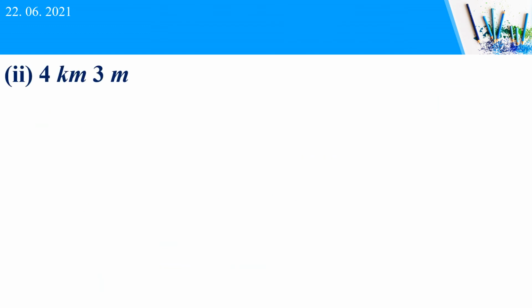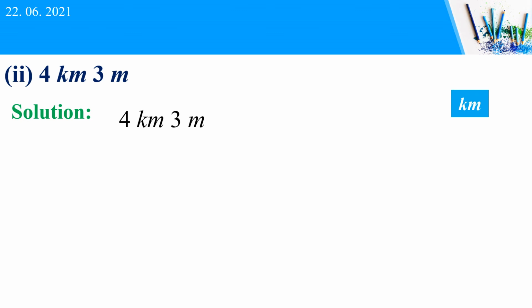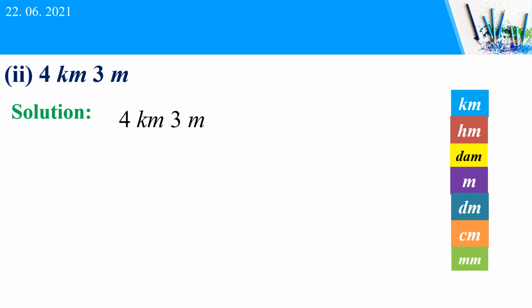Second sum, 4 kilometer 3 meter. Same way we have to convert kilometer to meter. Let us find the solution for 4 kilometer 3 meter. We know the units are arranged in this order. We know very well that kilometer is the topmost one and millimeter is the lowest one. 1 kilometer is equal to, we know that 3 steps we have to move to reach meter.